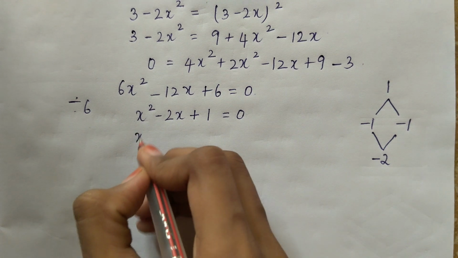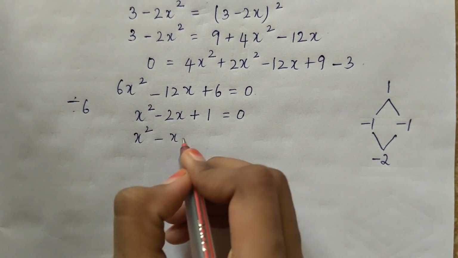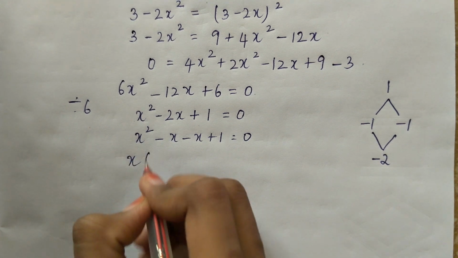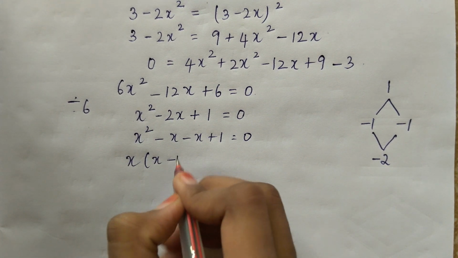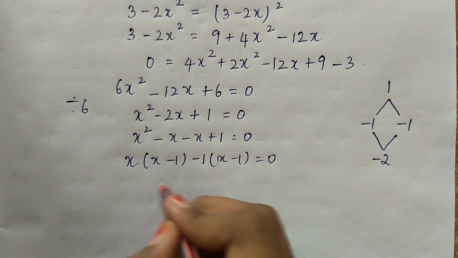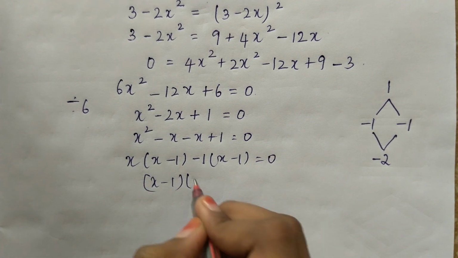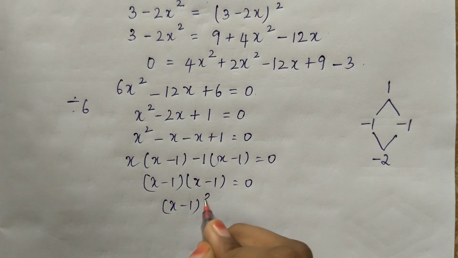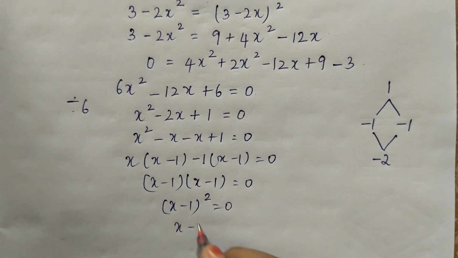So it is x square minus 2x plus 1 equal to 0. x common வெளில எடுத்தா x minus 1, -1 common வெளில எடுத்தா x minus 1 equal to 0. So x minus 1 the whole square is equal to 0. x minus 1 is equal to 0. x is equal to 1.